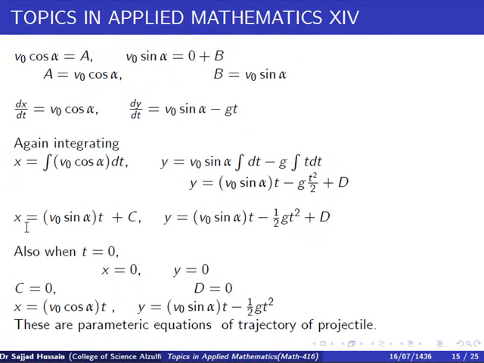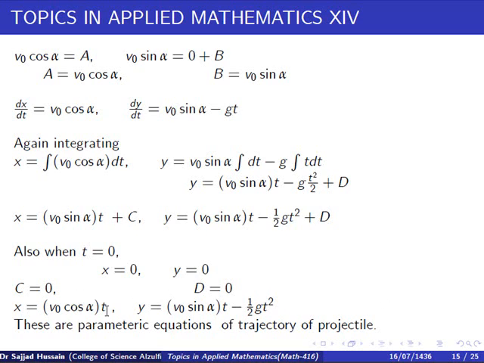So x is equal to v naught cos alpha t, and y is equal to v naught sin alpha t minus half g t square. These are the parametric equations of the trajectory of the projectile. These are parametric equations in terms of t.